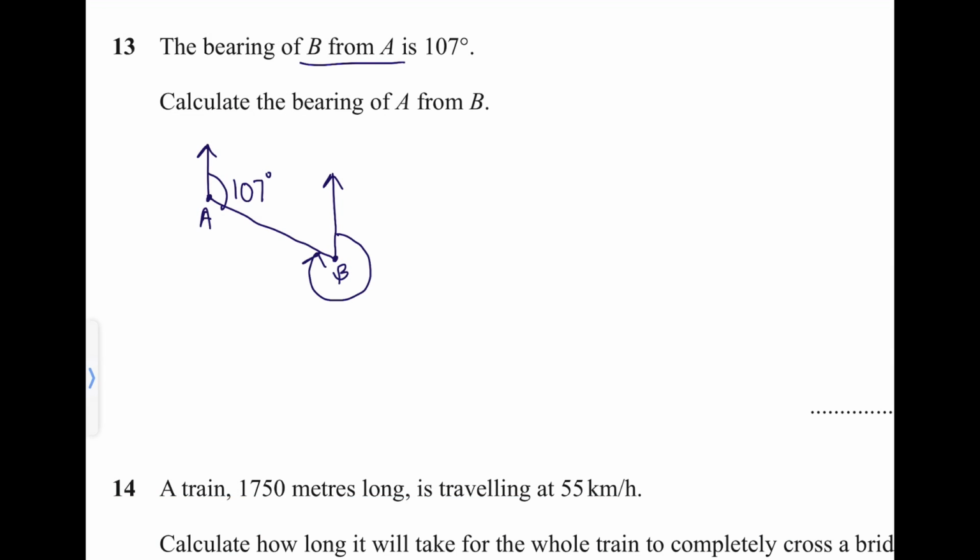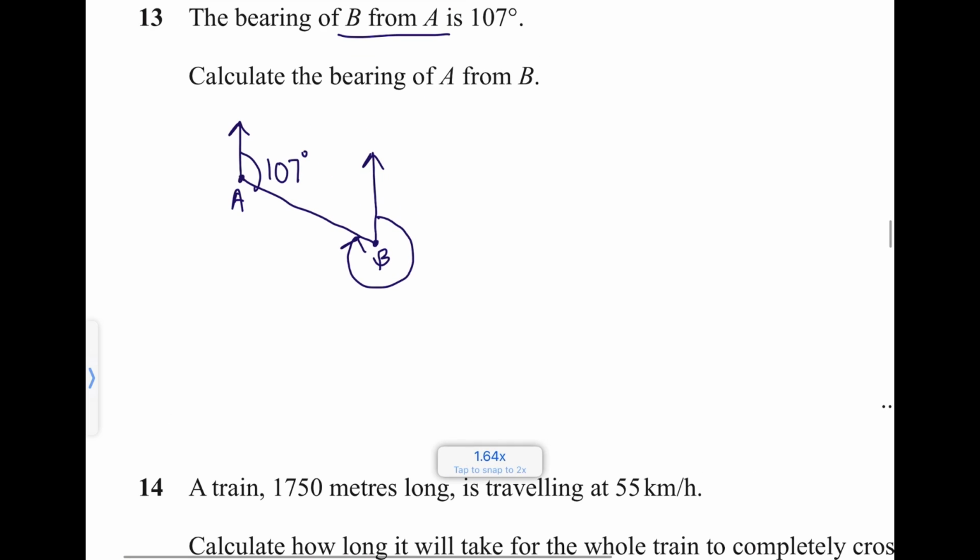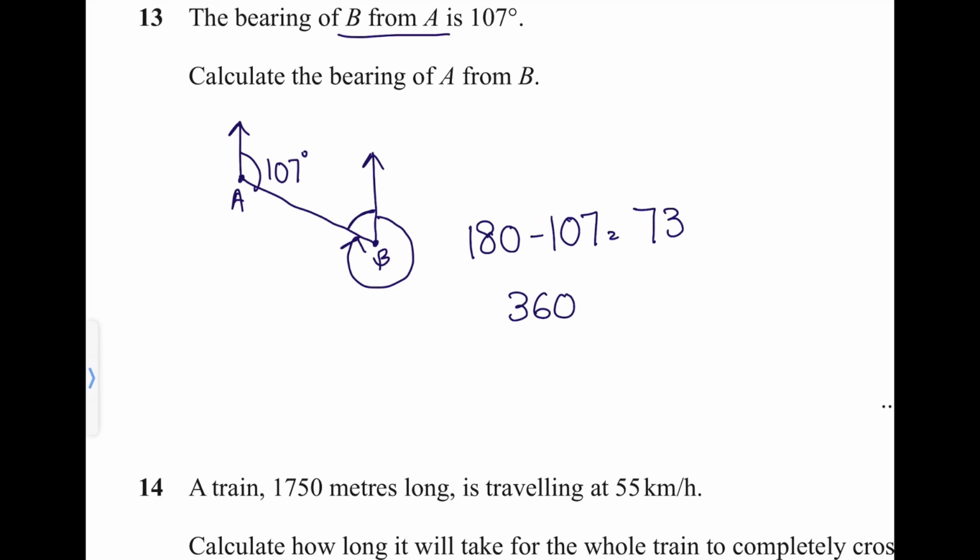So this is relatively simple. If you remember the co-interior properties of angles, you would know that this angle is equal to 180 minus 107, which is 73. Then if you do 360 minus 73, you would get 287 degrees.